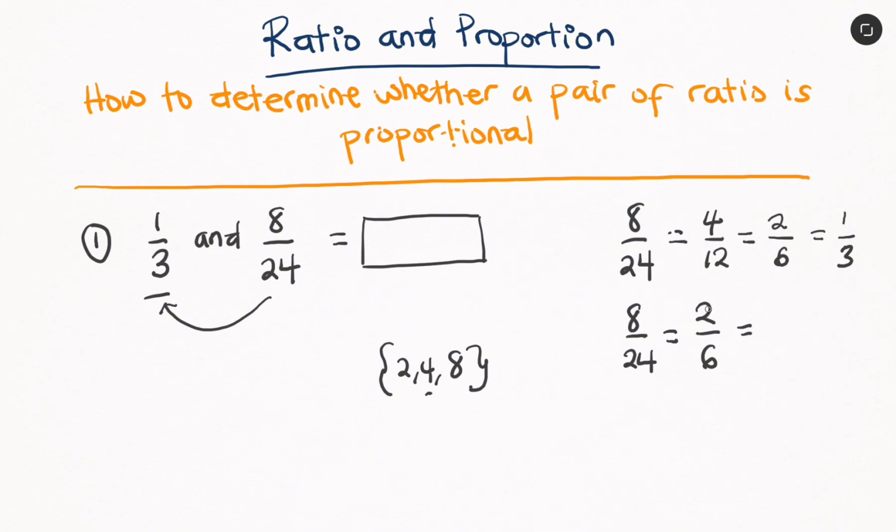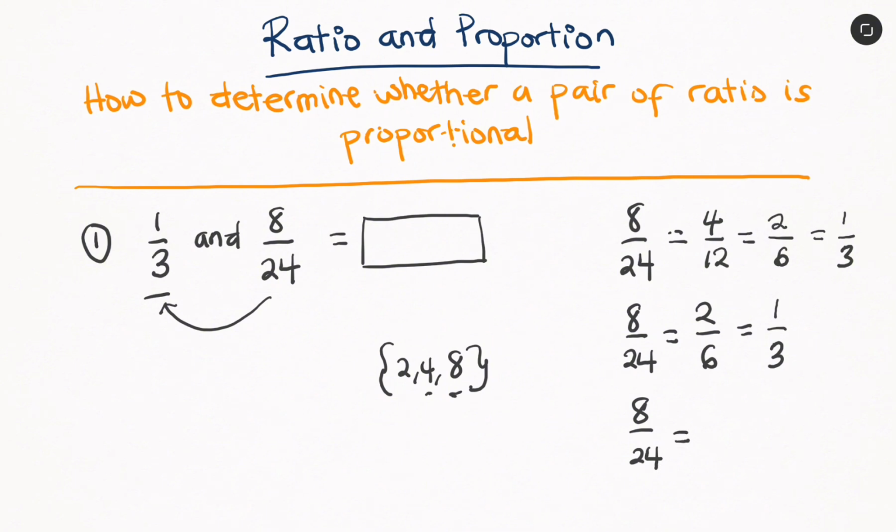Now after that, I have 2 over 6. Mind you, 2 over 6 can still be broken down further. So 2 will go into itself once, and 2 will go into 6 3 times. So even if I break it down using 4 in the beginning, I still get 1 over 3. Now let's look at 8 as the final one. So 8 over 24.